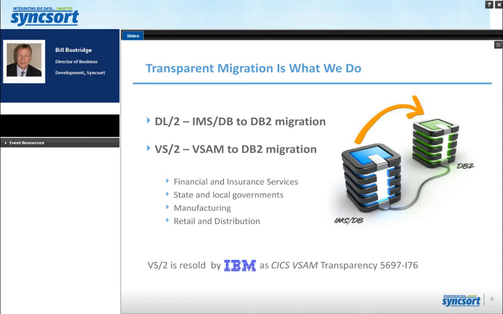We tend to concentrate very much on the DL2 side and let IBM work on the VSAM side of things. But between us, we've concluded projects with financial and insurance services, state and local governments, manufacturing, retail and distribution. So we cover pretty much all the bases. Anybody that has IMS is a potential candidate for a DL2 migration.